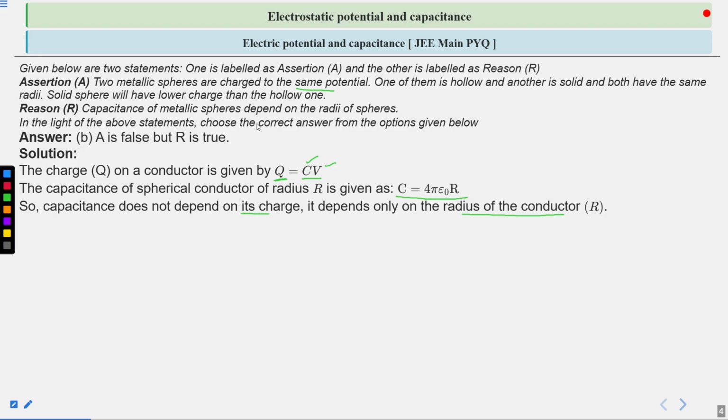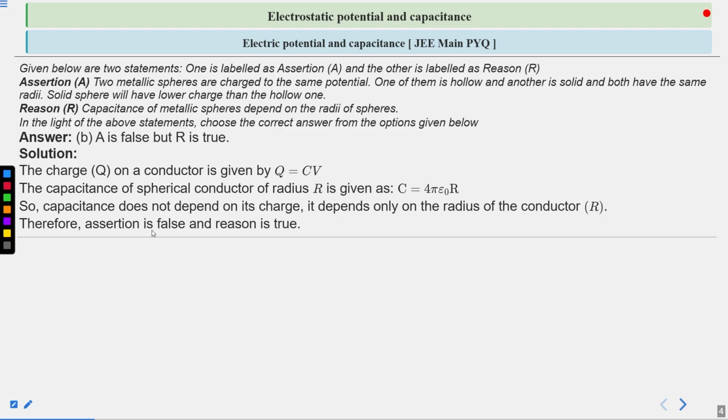But they have written in the assertion that the solid sphere will have lower charge than the hollow one. This means that this assertion is false, but this reason is true. Therefore assertion is false and reason is true. Assertion is false because both have the same charge on them, and reason is true because capacitance of a metallic sphere depends only on the radii of the spheres according to this expression. Okay, I hope you understood.